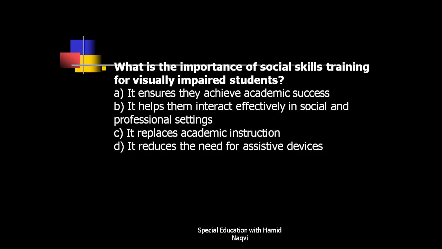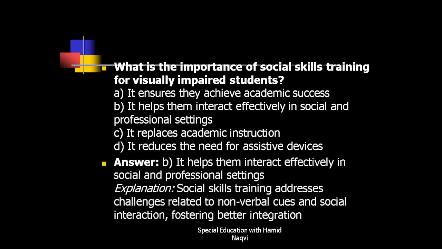Next is what is the importance of social skills training for visually impaired students? It ensures that they achieve academic success. It helps them interact effectively in social and professional settings. It replaces academic instruction. It reduces the need for assistive devices. Answer, it helps them interact effectively in social and professional settings because social skills training addresses challenges relating to nonverbal cues and social interaction, fostering better integration.